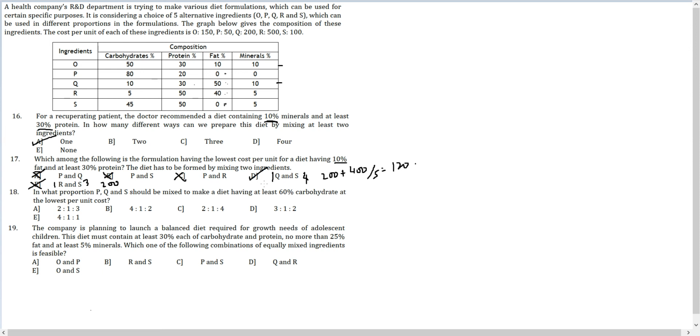In what proportion P, Q, and S should be mixed to make a diet having at least 60% carbohydrate and at the lowest per unit cost? Okay, carbohydrate. We are looking at P, Q, and S. We need at least 60%. So we will calculate deviation from 60 here. So the first, P, has positive deviation, the rest two have negative deviation.